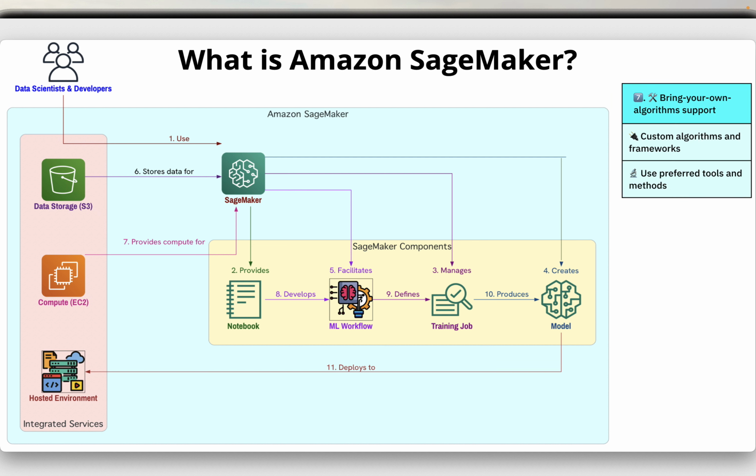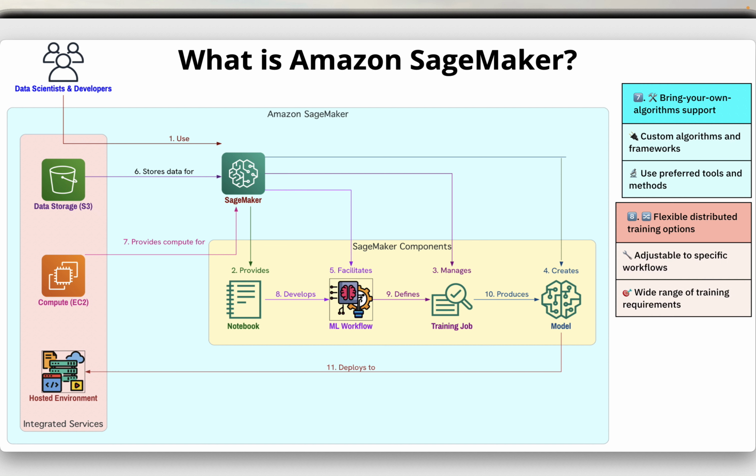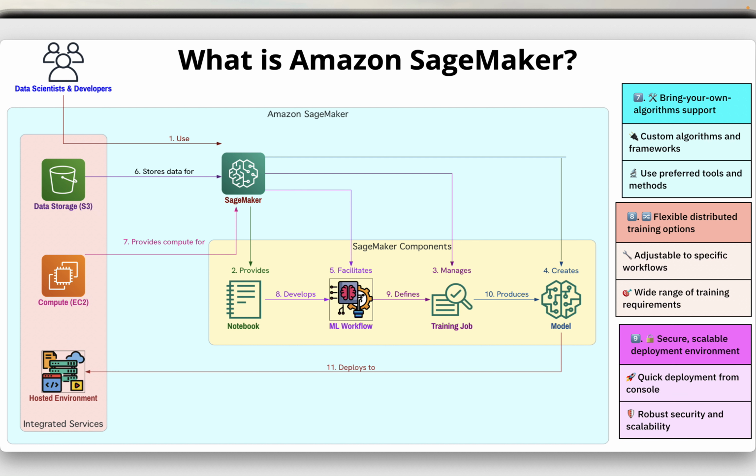SageMaker provides built-in support for custom algorithms and frameworks. This flexibility allows data scientists to use their preferred tools and methodologies within the SageMaker environment. The platform offers flexible distributed training options that can be adjusted to specific workflows. This adaptability ensures that SageMaker can accommodate a wide range of ML training requirements. Within just a few steps, users can deploy their models into a secure and scalable environment directly from the SageMaker console. This feature ensures that ML models can be quickly put into production with robust security and scalability.